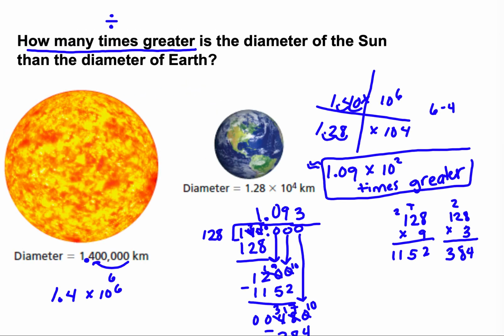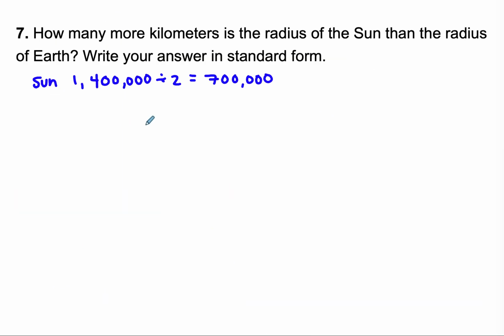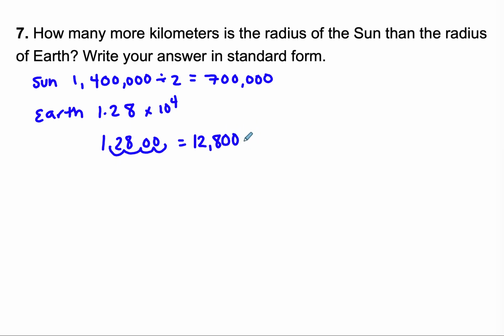Okay, and then let's see. Earth was 1.28 times 10 to the 4th. Okay, let's make that standard form before we divide by 2. So moving my decimal 4 places over 1.28. This is positive, so my number's getting bigger. 1, 2, 3, 4. So that number is 12,800. That's the diameter. We've got to divide it by 2. That's going to give us 6,400.